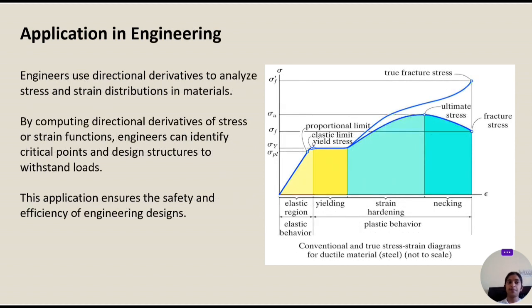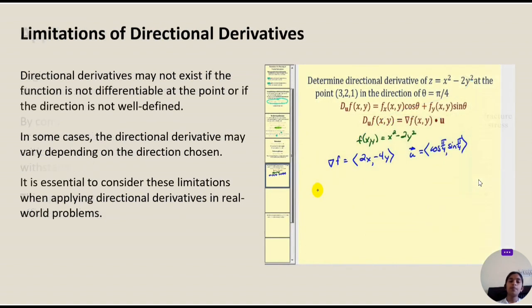Next, application in engineering. Engineers use directional derivatives to analyze stress and strain distribution in materials. By computing directional derivatives of a stress or strain function, engineers can identify critical points and design structures to withstand loads. This application ensures the safety and efficiency of engineering design. So it is helpful in determining the stress and strain of a material. Determining stress and strain of a material is very important in order to make a good product or a good surface. So it is useful in the engineering field also.